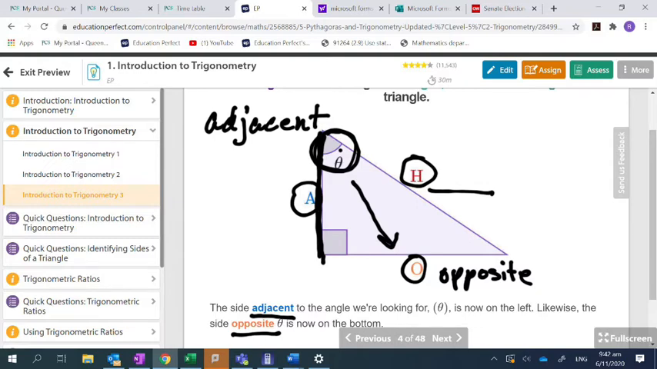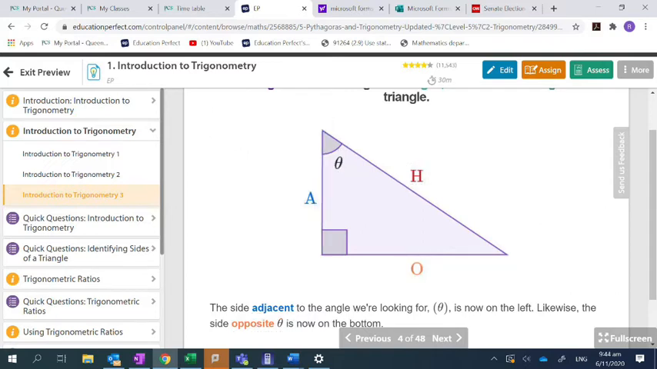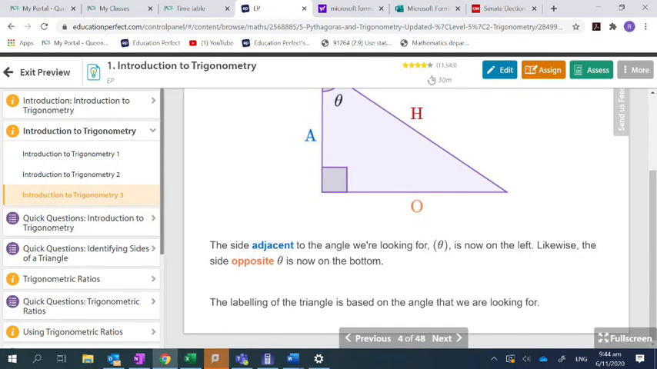Yes, depending on where your angle is, it'll change. If you had the same triangle, but we were talking about using this angle as our theta, then the opposite would be over here. The hypotenuse would still be over there, and the one right next to the angle would be here. So they move around depending on which angle you're measuring. Okay? Let's look at some of them and talk about how we're going to label them.